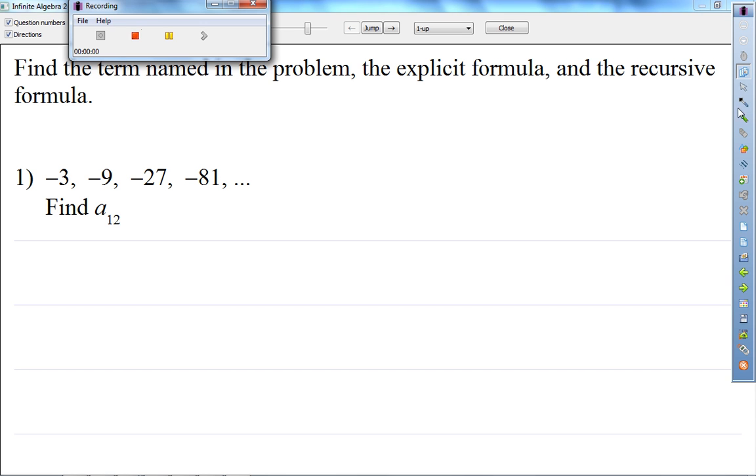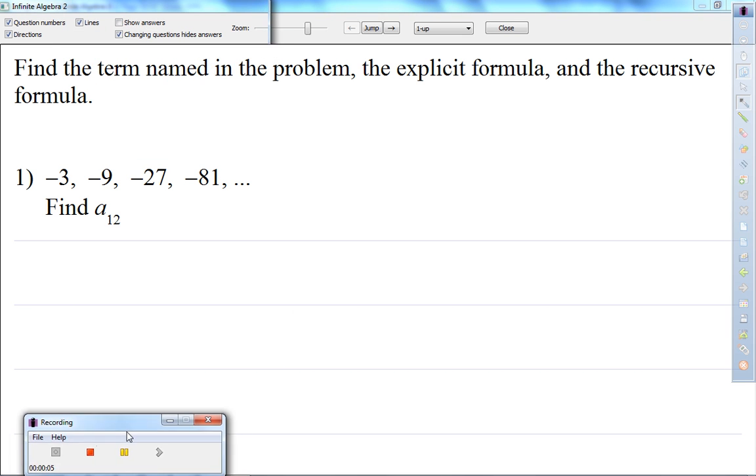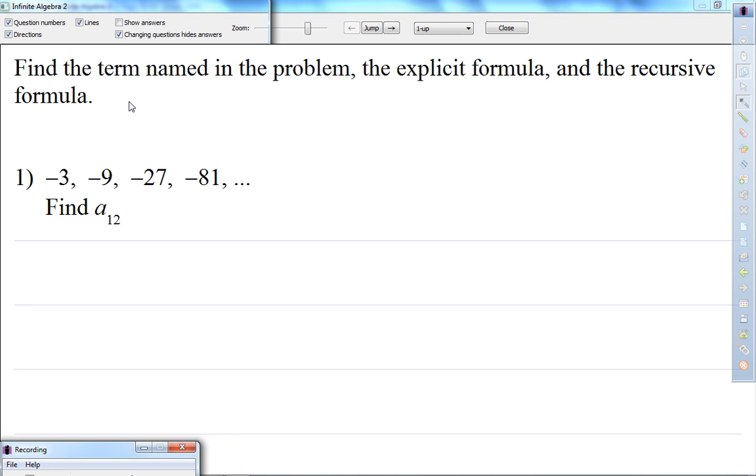Here's our practice problem with geometric sequences. It says find the term named in the problem, the explicit formula, and then the recursive formula. This is a geometric sequence, and we know that because we're multiplying to get from -3 to -9, and then from -9 to -27.